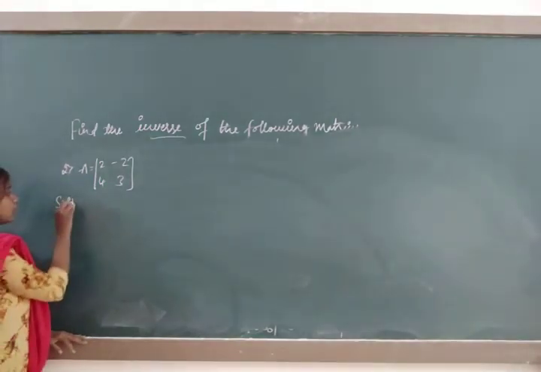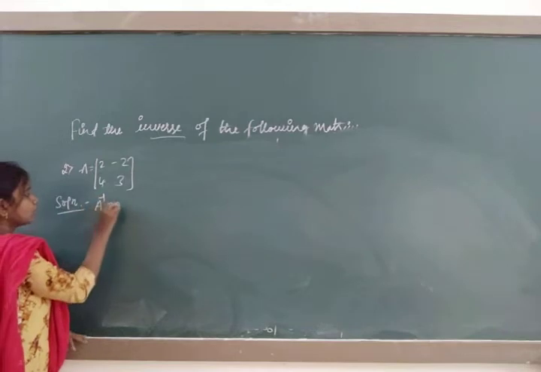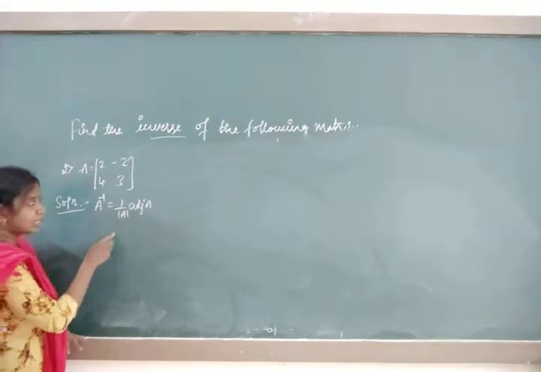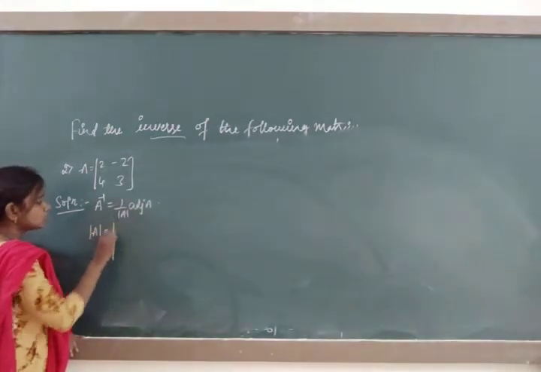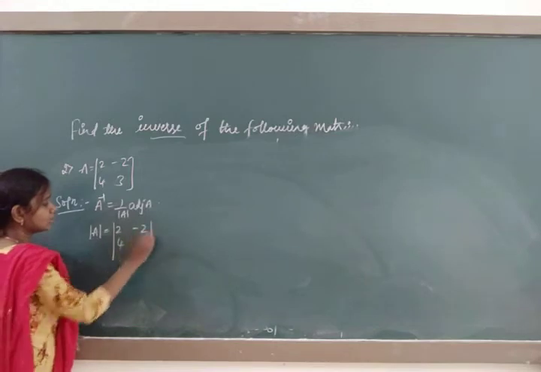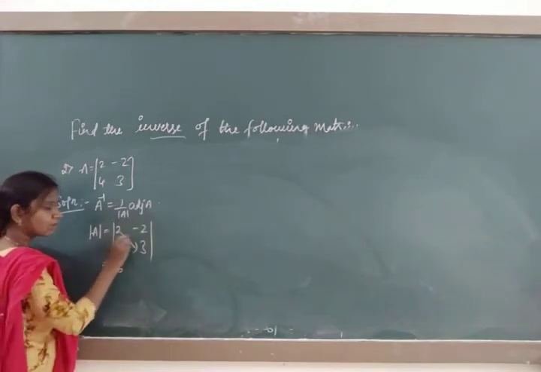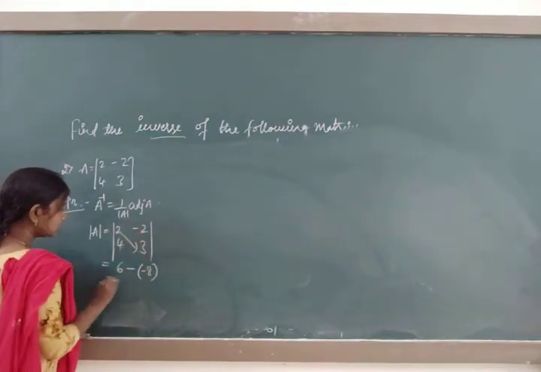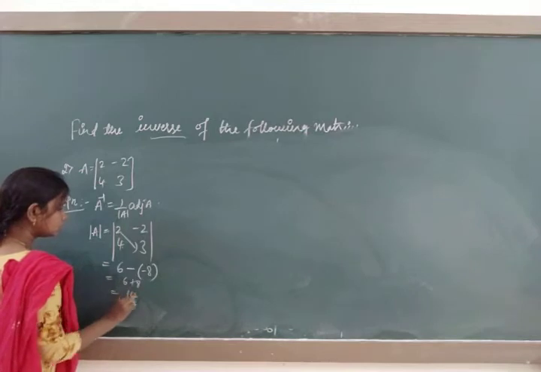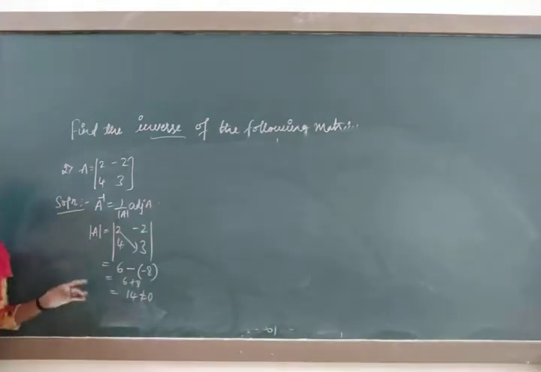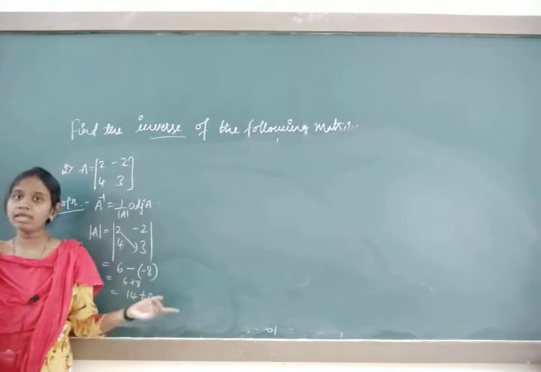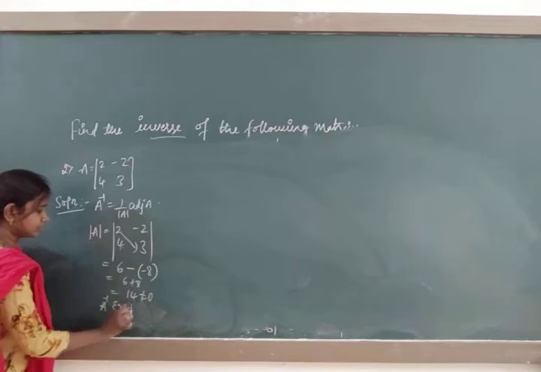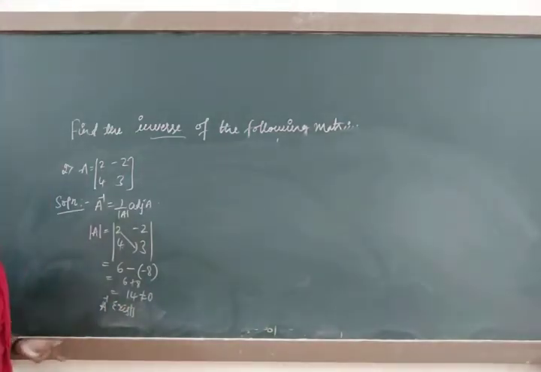What is the formula? Remember, A inverse equals 1 by determinant A into adjoint A. So first of all we need determinant A. Determinant A is equal to 2 minus 2 4 3. Expand: 3 twos are 6. While moving to the secondary diagonal, it's a minus. It's minus 8. 6 plus 8, which is equal to 14, which is not equal to 0. Whenever the determinant value is not equal to 0, A inverse will exist. Therefore A inverse exists. Now move on with the cofactors.